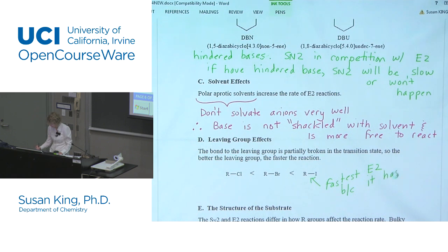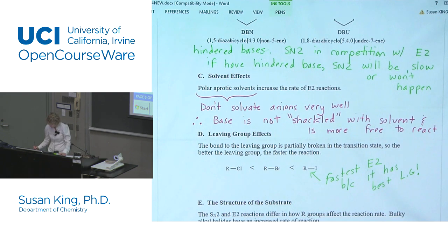It has the best leaving group. All right, so remember how we look at leaving group ability? We want a very, very weak base. Iodide is a much weaker base than chloride ion. So it's going to be a better leaving group. Simple as that. All right, let's look at the structure of the substrate.